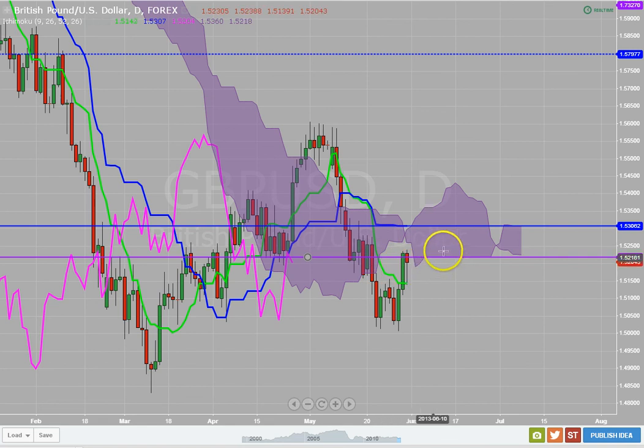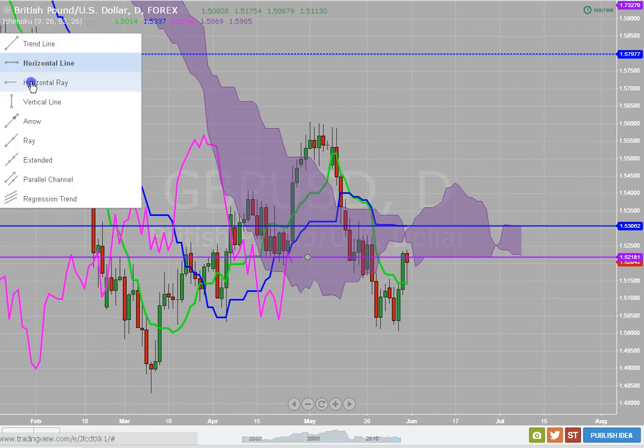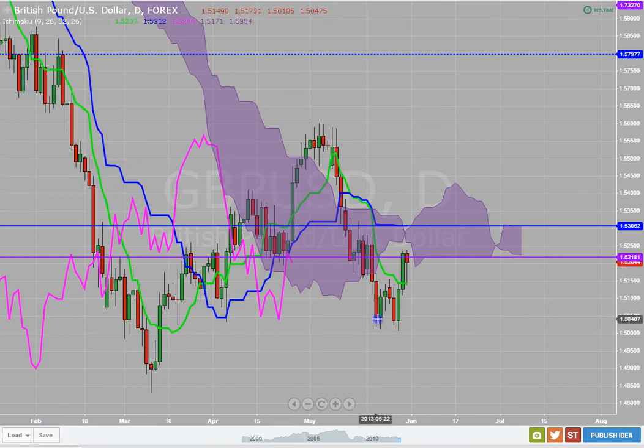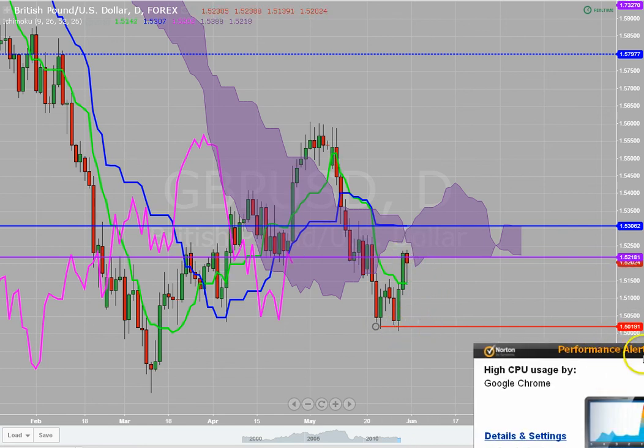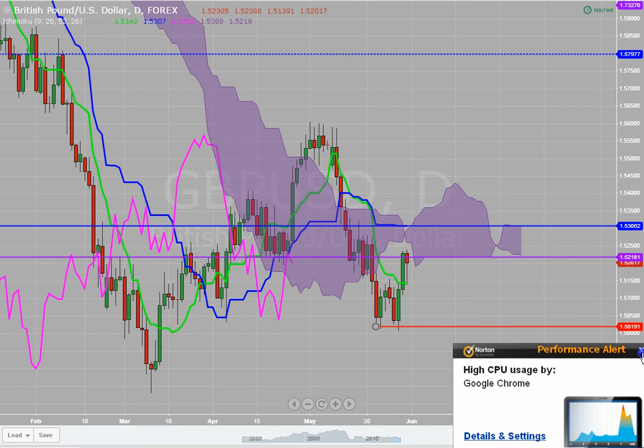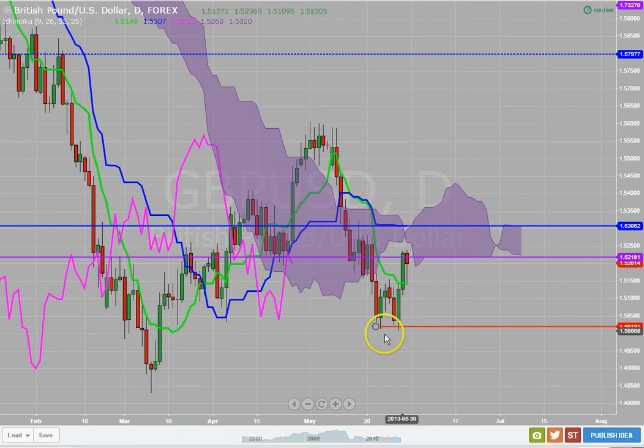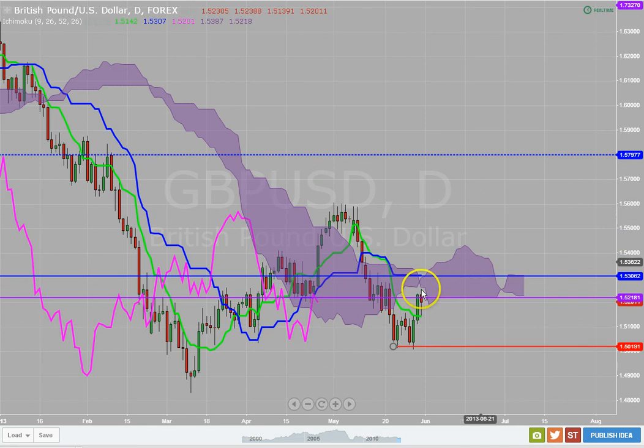So everything is telling us short right here. So we'd have to get below this fractal level here. So we want to get below that fractal level. If we could get below that fractal level, then we can take this short. Here's that fractal level. So close below this fractal level and we could take this short. And other than that, we need price to get above the cloud. So this is bearish, but here's your levels.